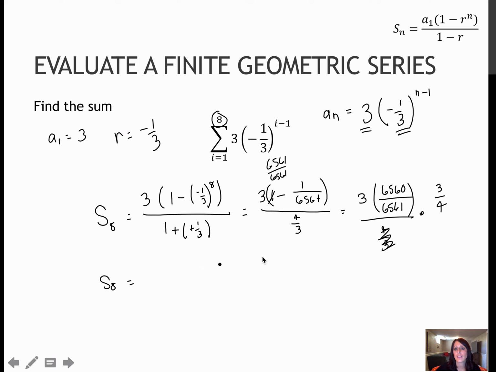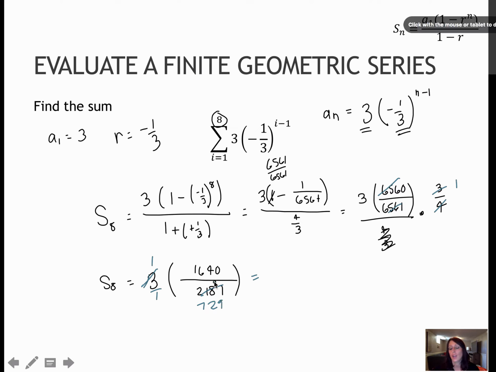So again, S sub 8, and I've just got a hot mess of stuff here, and I'm going to see if I can reduce anything. So I did some reduction here between these two values, and I got 1, and on the denominator, 2,187. I reduced the 4 and the 6,560. The numerator became 1,640. And now, of course, I still have this 3 out front that I haven't addressed yet. And so I'm going to reduce the 3 and the 2,187 to get 1 and 729. And so now my final answer is 1,640 over 729. So that is the sum of the first 8 terms.